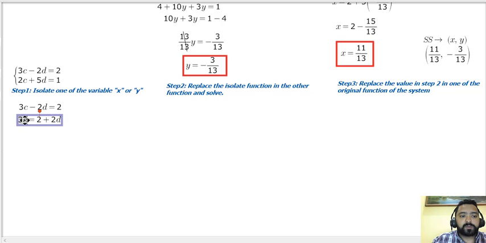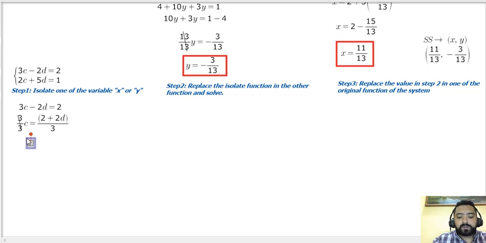This is negative, we move to positive. But remember, you need to divide by 3 here. In this whole expression, you have to divide by 3, so you're going to have it over 3. Why? Because you need to isolate for c. So this one, 3 divided by 3, gives us 1.